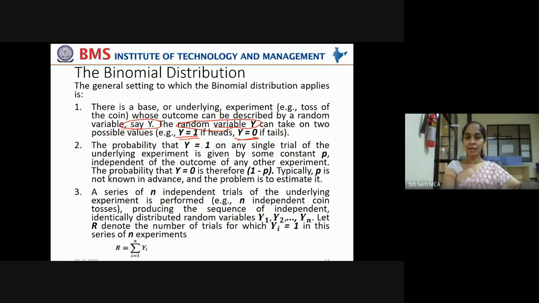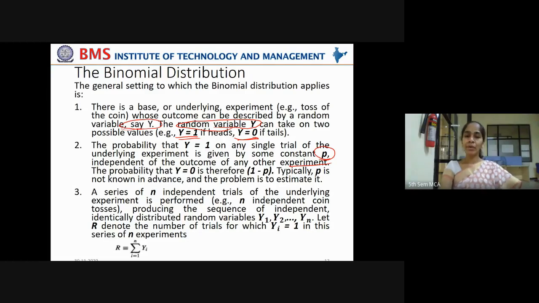Now the probability that y equals 1, that is getting a head on any single trial of the underlying experiment, is given by some constant p. So the probability of getting head is p, independent of the outcome of any other experiment. It is independent. When you toss a coin and get head, and toss it the next time, getting head or tail is independent of your first outcome, right? Because the first time you got head, can you say the second time you will also get head, or you will get tail? Can you say with some confidence? No. That is why we say independent of the outcome of any other experiment.